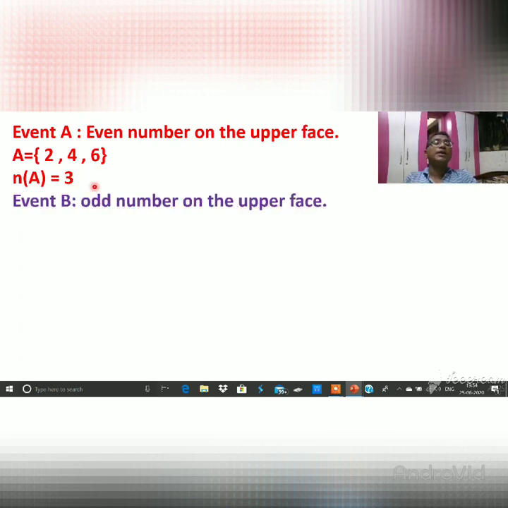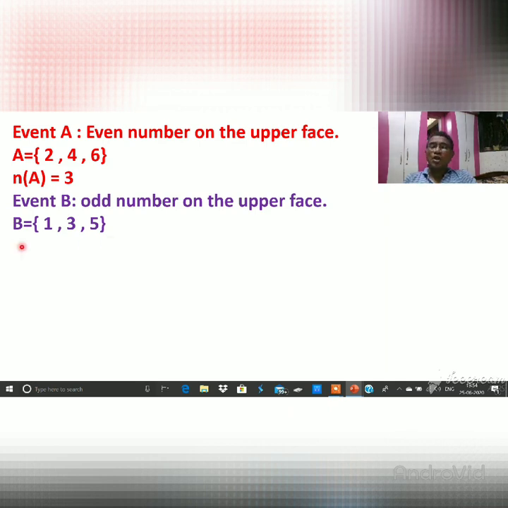Then event B. Odd number on the upper face. Odd number means which numbers? 1, 3, 5. After that 7. Is it possible to take 7? No. Why is it not possible to take 7? Because the greatest number is 6 on a die. So you cannot take 7. So the answer is 1, 3 and 5. These are the odd numbers.